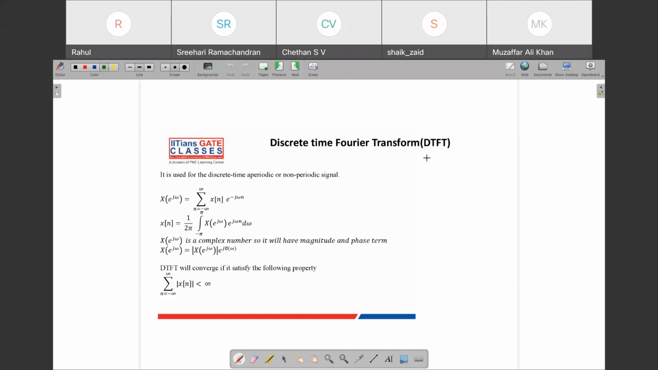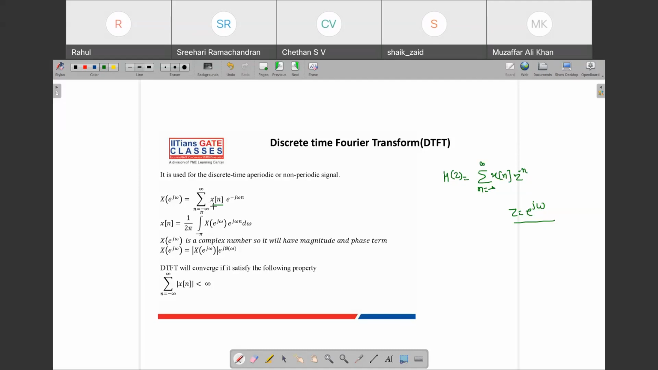Now, if you remember, the Z transform was given as H of z equal to the summation, n equal to minus infinity to infinity, of x of n z to the power minus n. In the Z transform, if you replace z with e to the power j omega, you'll get the discrete time Fourier transform. So the discrete time Fourier transform will be given, for any signal x of n, as follows. This is the formula.